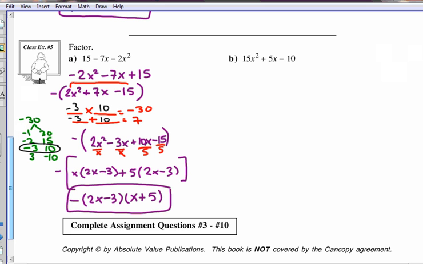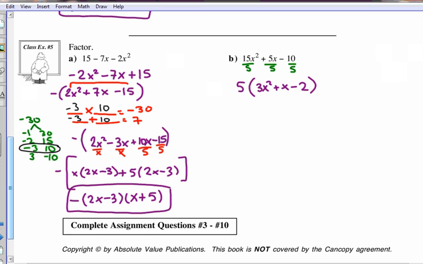One more. First question you ask yourself: is there a greatest common factor? And Brady, the answer was 5. We can divide everybody by 5. Okay. So where does that 5 go? In front, and now we have 3x squared plus 1x minus 2. All right, now that we have our greatest common factor taken care of, we have to check inside.